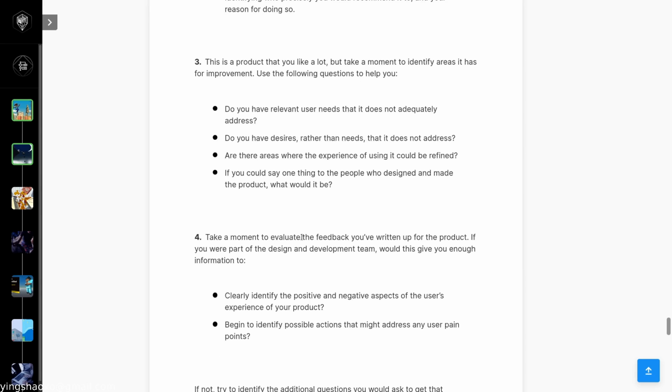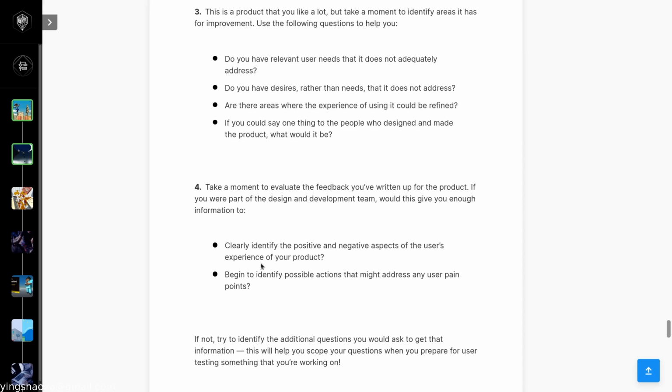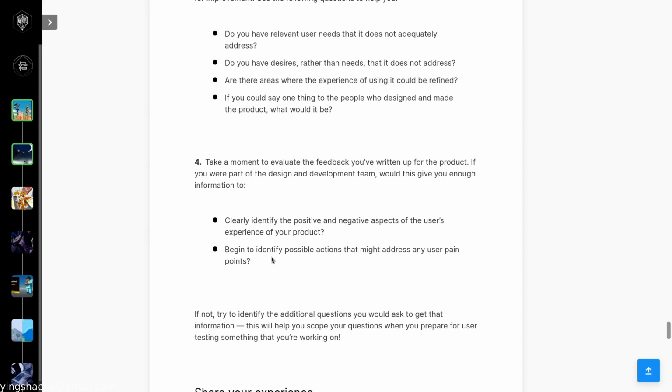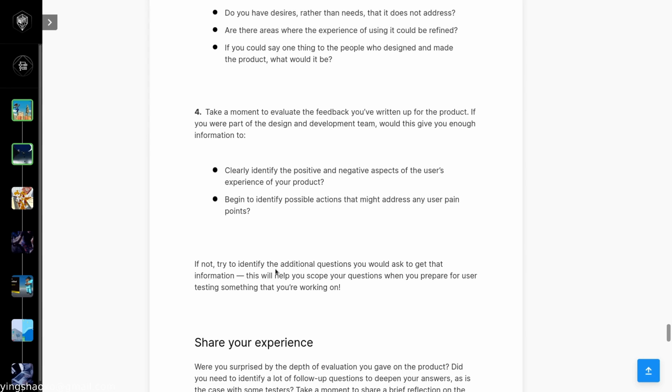Take a moment to evaluate the feedback you have written up for the product. If you were part of the design and development team, would this give you enough information to clearly identify the positive and negative aspects of the user's experience of your product? Begin to identify possible actions that might address any user pain points. If not, try to identify the additional questions you would ask to get the information. This will help you scope your questions when you prepare for user testing, something that you are working on.